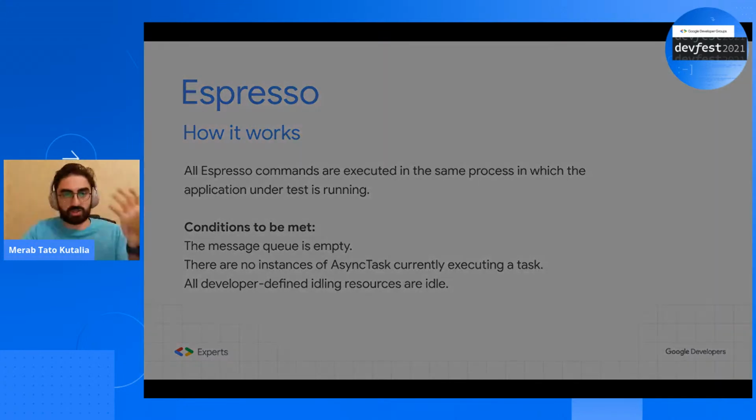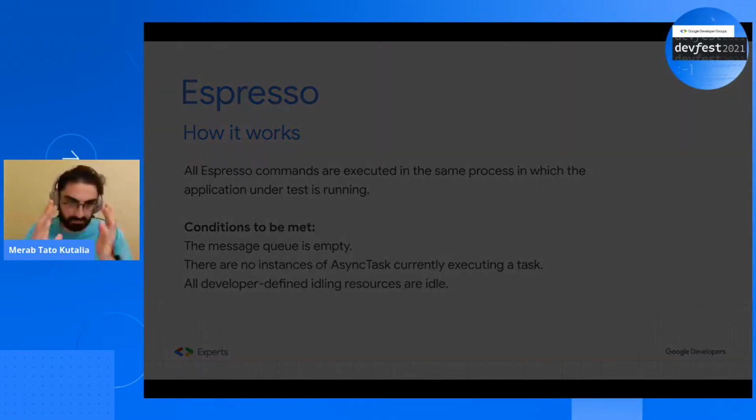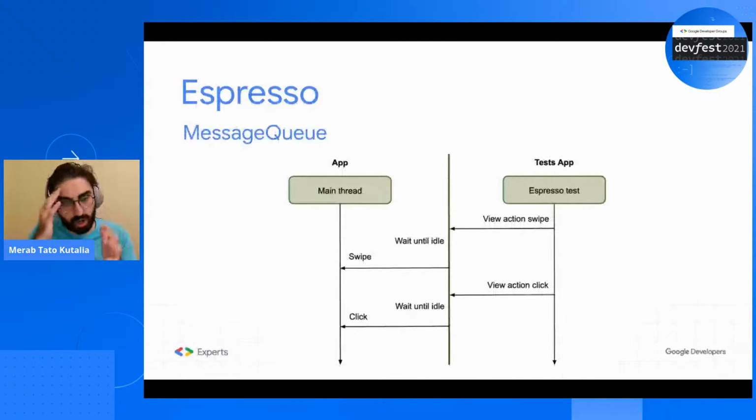So this is just a picture to show how it works on the main thread. The application starts. We do some kind of swiping action. It swipes and then we wait. We then click via Espresso, and the application reacts to the click. So it's just a simple message queue.